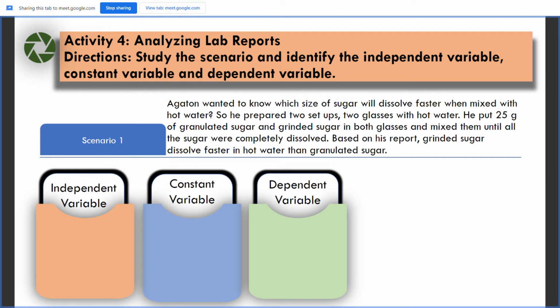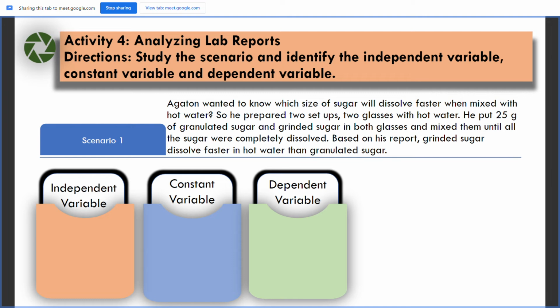And then, nilagay niya sa separate hot water and then minix niya. Okay? And then, based on his report, grinded sugar dissolved faster in hot water than granulated. Ibig sabihin, mas mabilis daw natunaw yung sugar na pino compared dun sa malalaki ang tipak.